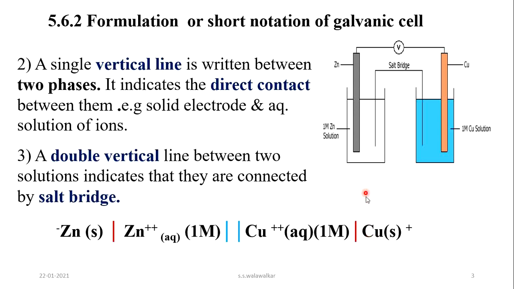And these two half cells are connected by a salt bridge. And this salt bridge is represented by double vertical line. So double vertical line between two solutions indicates that they are connected by salt bridge. So this double vertical line indicates what? The salt bridge.